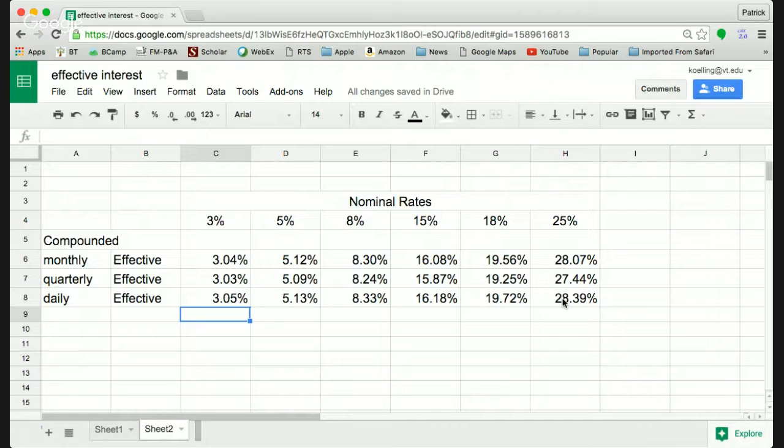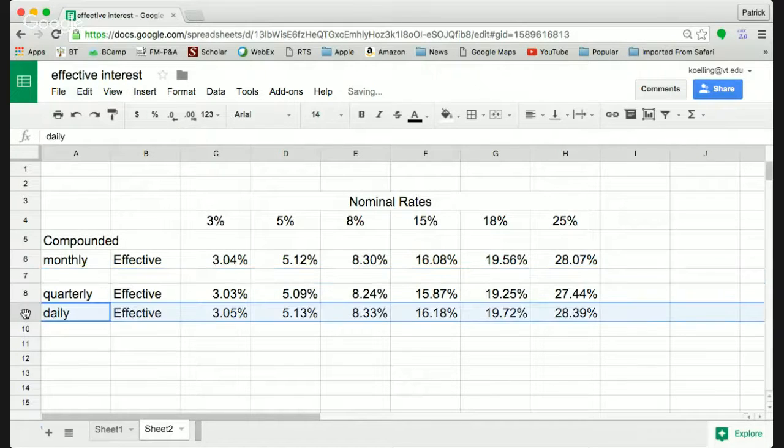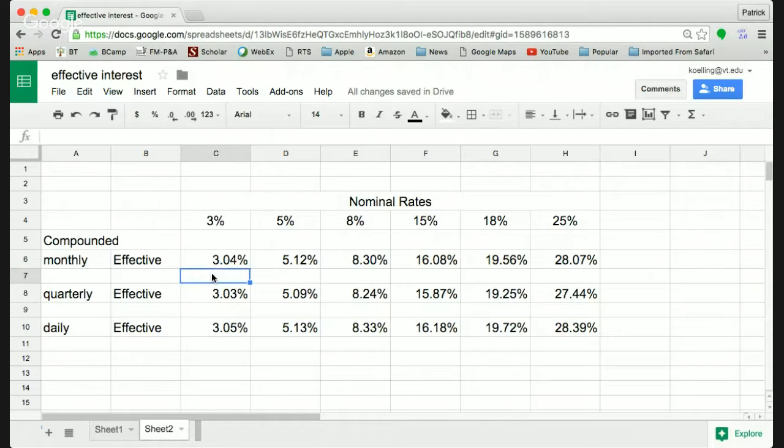Okay, that's fine. Now that we've done that, let's talk about a function. There is a spreadsheet function for this. I like the formula myself. I'm just comfortable with it. But there is a very simple spreadsheet function that allows us to solve these. Let me insert a couple of rows here. Let's find the effective interest rate using the function that's built in.